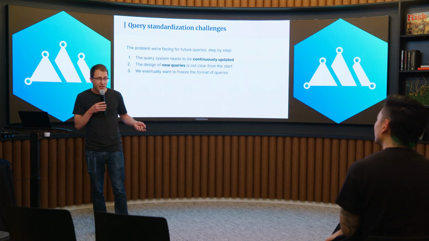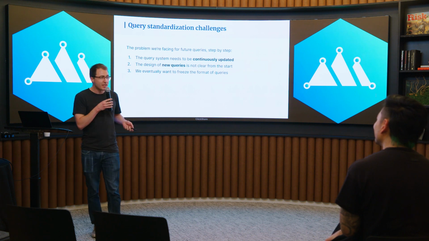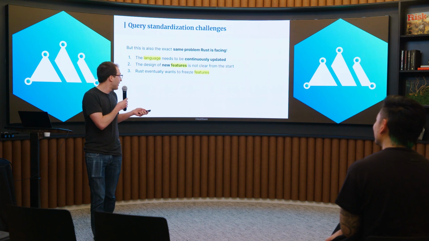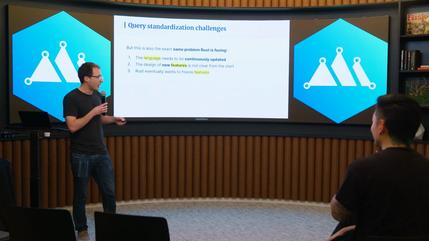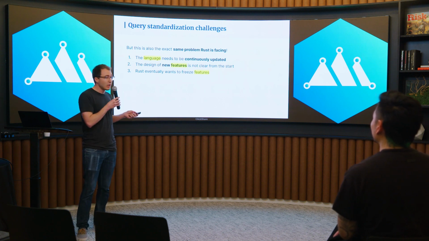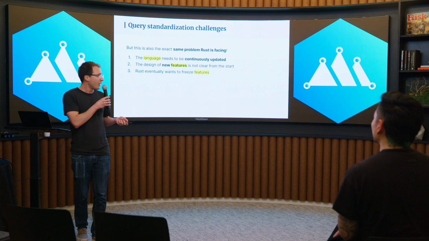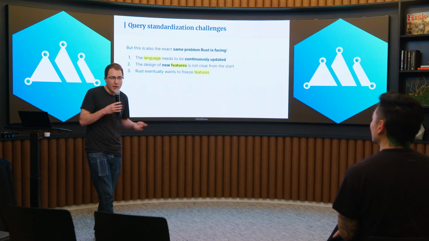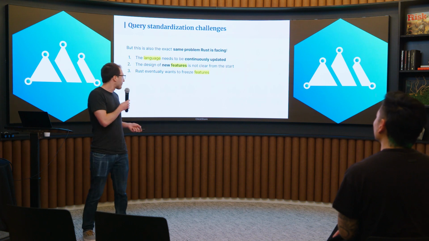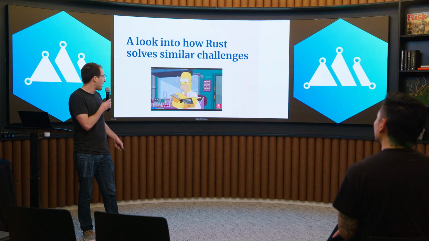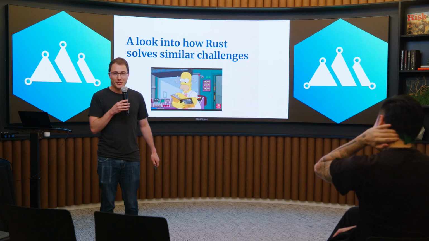And for Rust developers out there, you might see a resemblance with what Rust had to deal with. Actually, they dealt with the exact same problem. In Rust's situation, the language needs to be continuously updated. The design of new language features is not clear from the start. And Rust eventually wants to freeze those language features so that people can write programs using them. So I think we can learn from what Rust did and bring that to IBC. Yeah, so let's look at how Rust did that. Again, I like the GIFs, but we don't have them here.